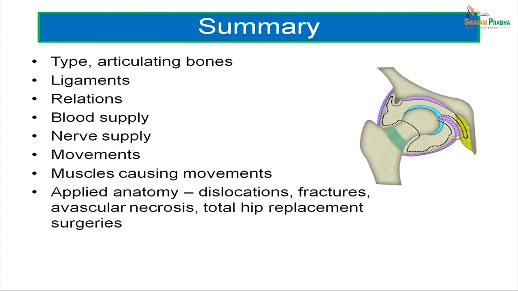We have seen the various aspects of applied anatomy, which include the posterior dislocations of the hip joint, the anterior dislocations of the hip joint, the congenital dislocations of the hip joint, which are more common in the females. We have seen the various type of fractures, fractures which involve the neck of the femur. We have also seen how the head of the femur is prone to avascular necrosis. And finally, we had a brief look at the total hip replacement surgery.